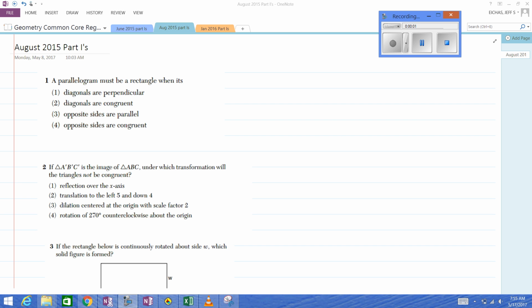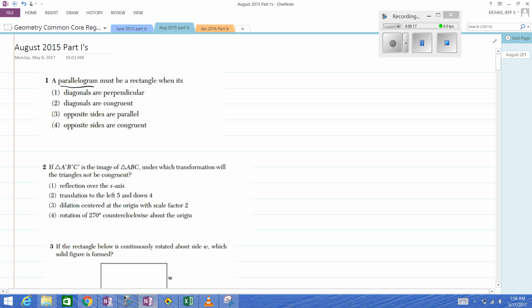Hi, so we're here with the August 2015 Regents exam Common Core. Start with the first 12 part ones here, and we'll go through those. So a parallelogram must be a rectangle when.